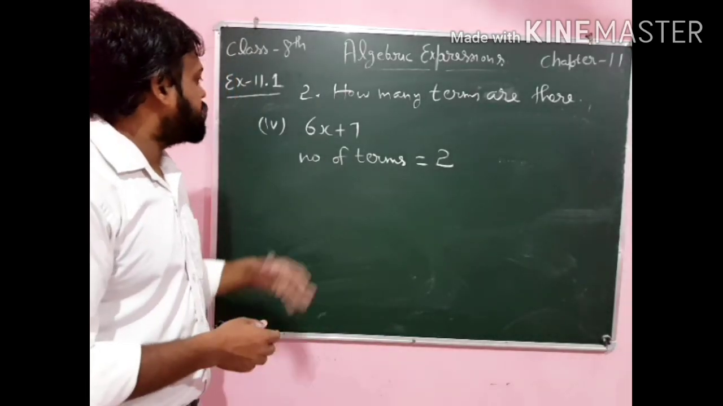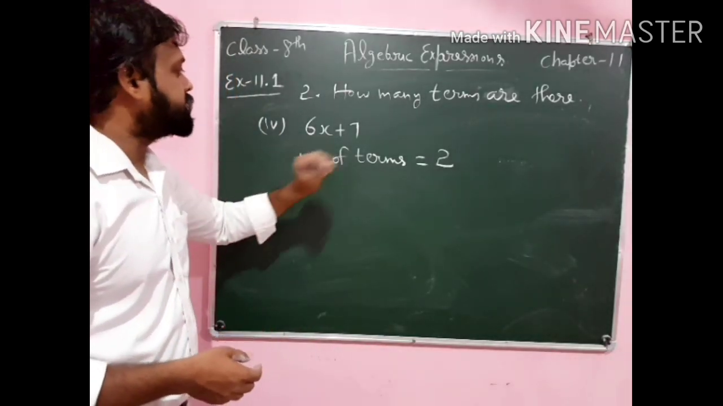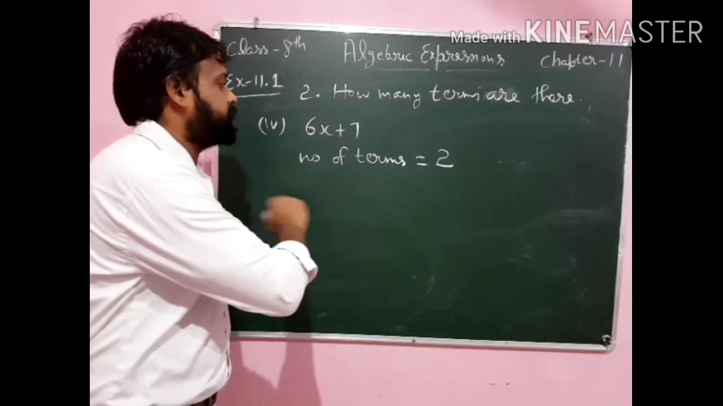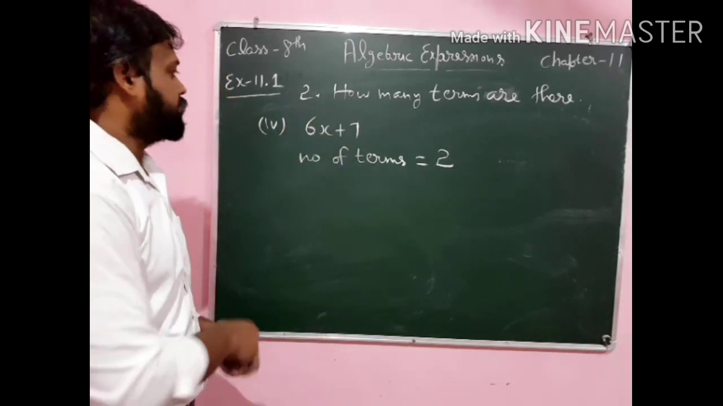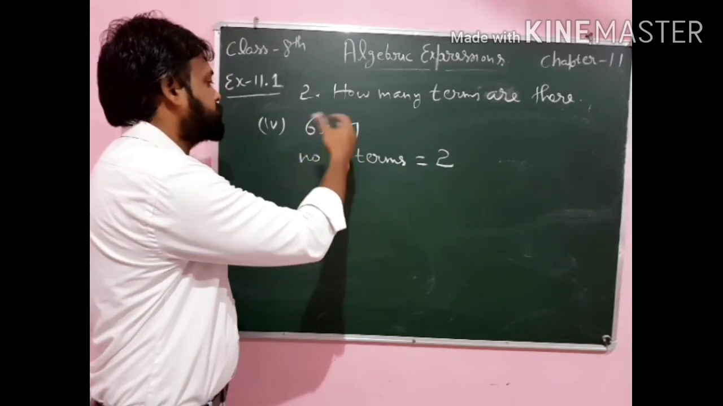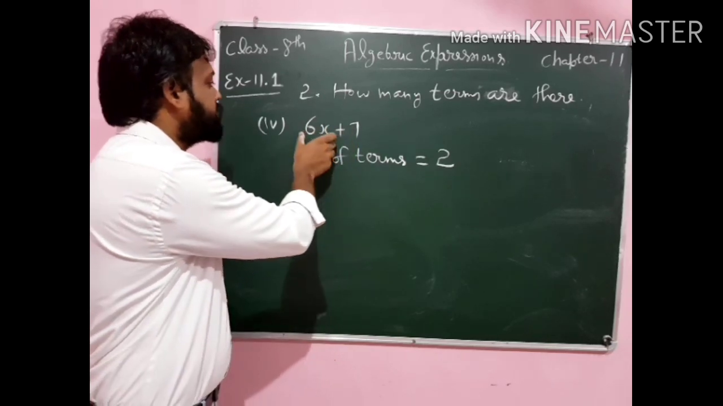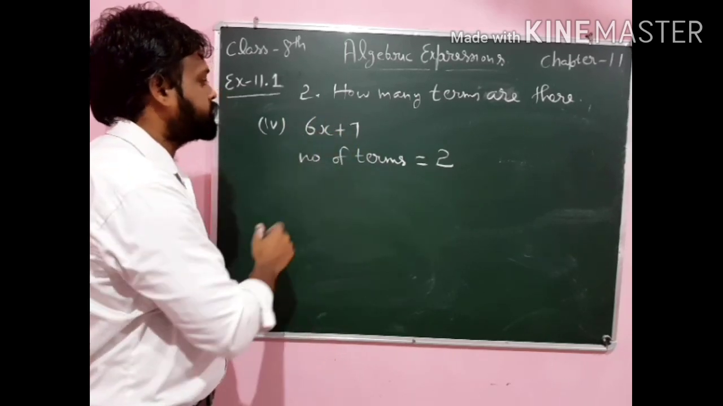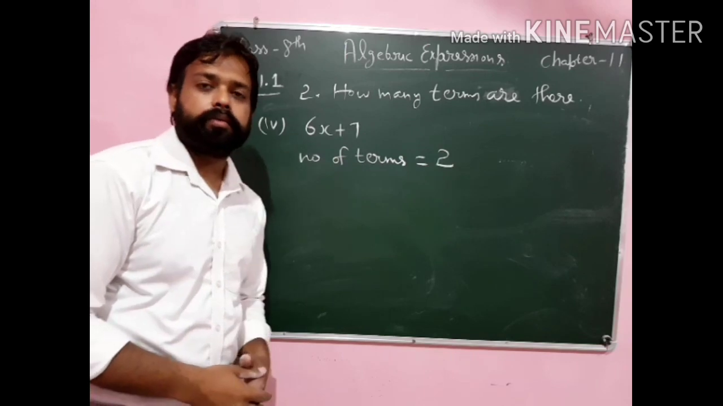Okay, this sum is very easy. It's the fourth part, here 6x plus 7. You can see a plus sign between these two terms, and you know that this plus sign is separating these two terms. So you can simply count: this is 1 and this is 2. So the number of terms is 2.